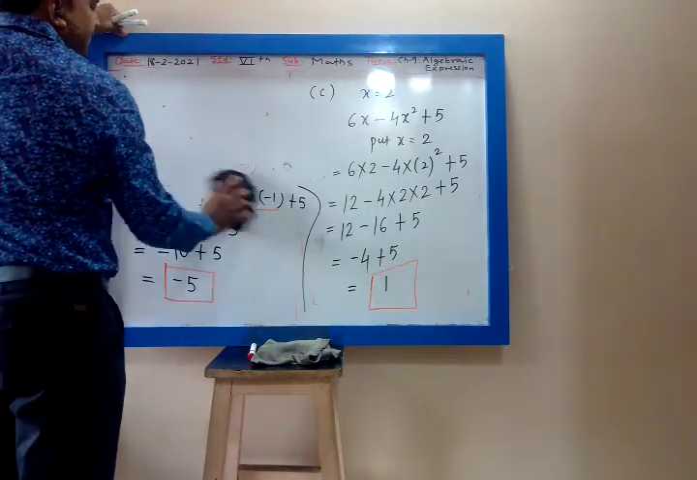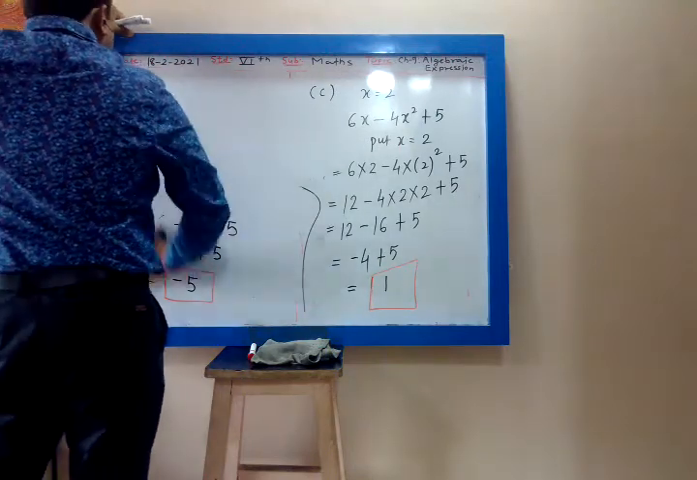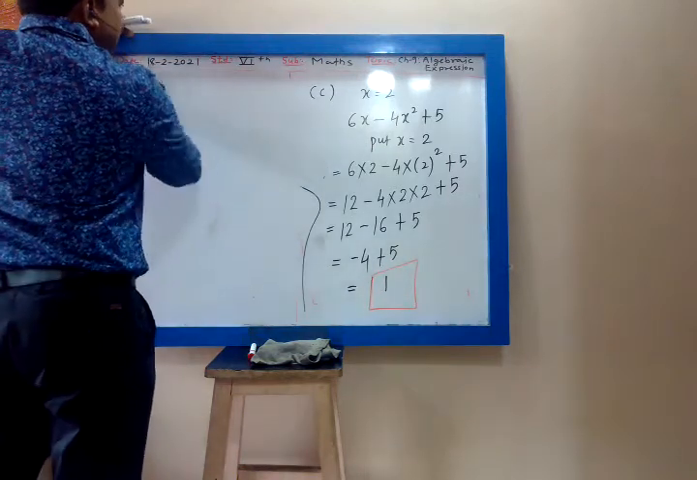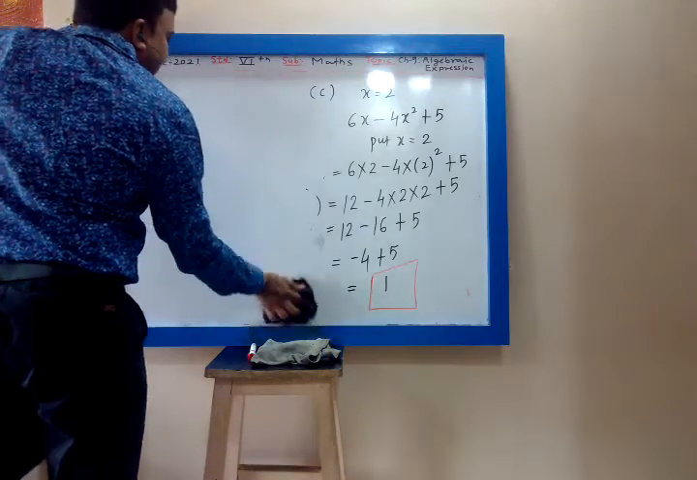Minus 6 and minus 4, my dear. Minus 6 and minus 4 have the same sign. Whenever they have the same sign, you have to add and take the common sign. So minus 6 and minus 4, minus same sign. Add 6 plus 4, 10. Take the common sign minus, so minus 10.